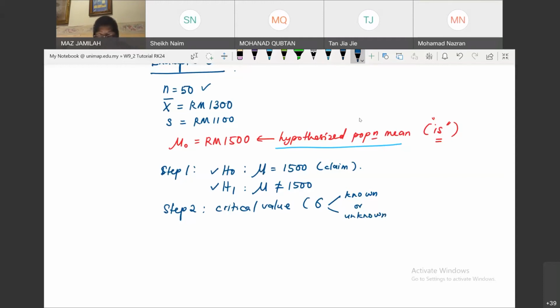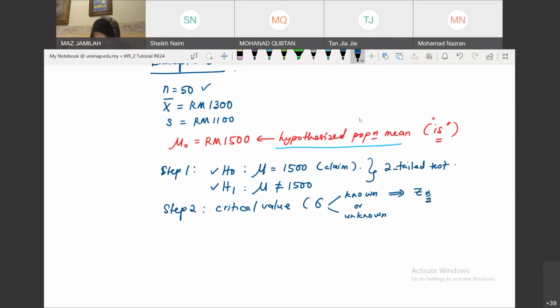For the mean, there will be two conditions involved: either sigma is known or unknown. If it is known, definitely you are going to use your Z alpha over 2, because this is a two-tail test. Okay, so it will be Z alpha over 2.